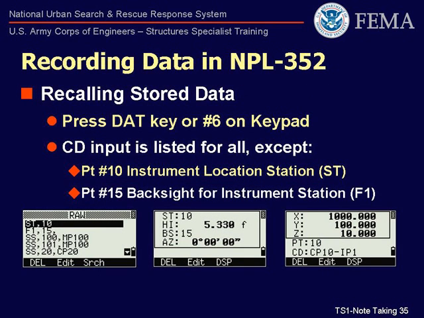When recalling the internally stored data from the NPL 352, press the key labeled DAT or number 6 key on the keypad. The raw data information will be displayed along with the CD names that were input for each. The exceptions to this display are the current instrument station and backsite. This information can be displayed by highlighting the data point and pressing the key labeled ENT. Then press the key labeled DSP and page through the data information.